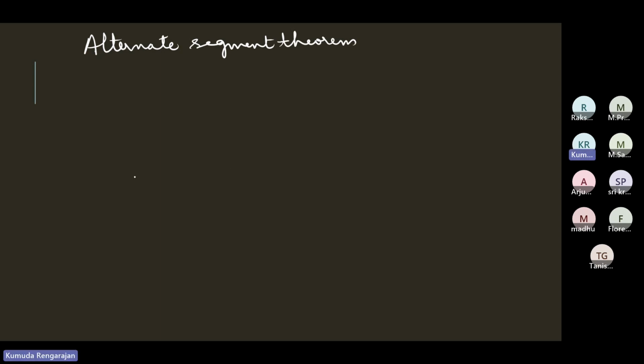So last but not the least is the alternate segment theorem. Now we don't have to learn the proof for this theorem. You just have to remember the result, like the conditions which must be given in order to use the result of this theorem.